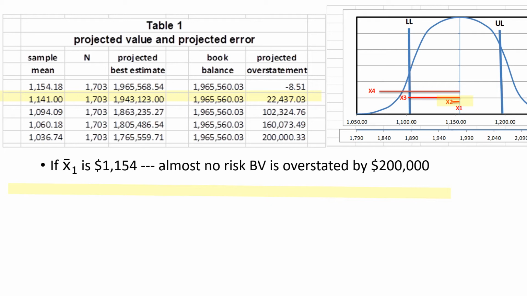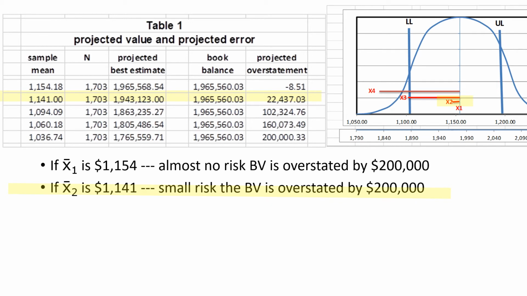Notice here, we've got a bunch of sample means. We're just going to pretend. If our sample mean was 1154, that means there's almost no risk that it's overstated. As our sample mean moves to the left, and if we get a sample mean of 1141, there's a little risk that the book value might be overstated by 200,000, but it's really pretty small.